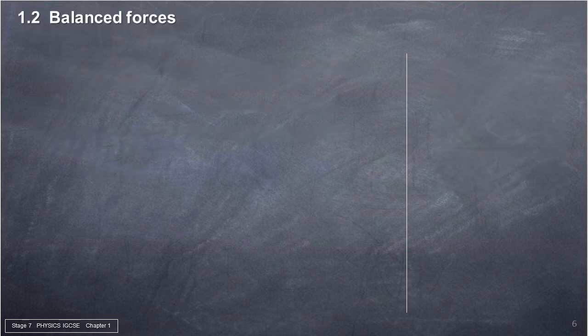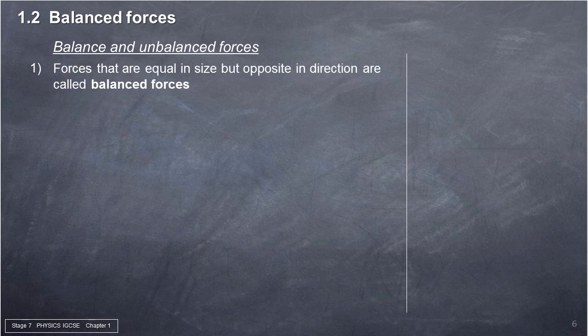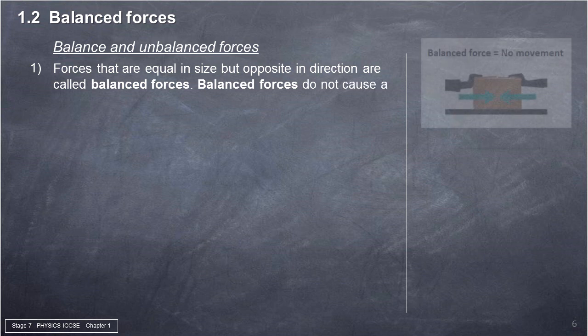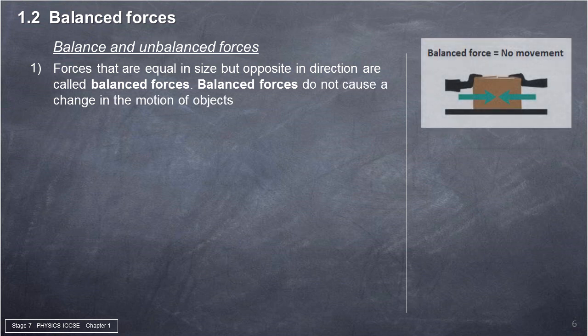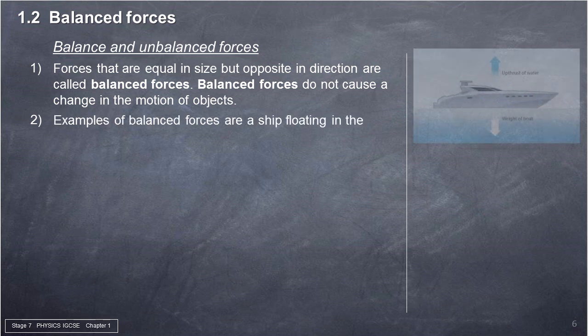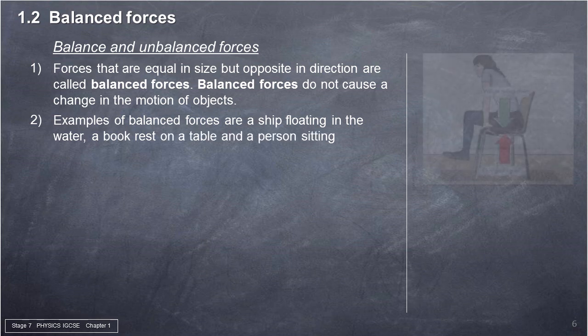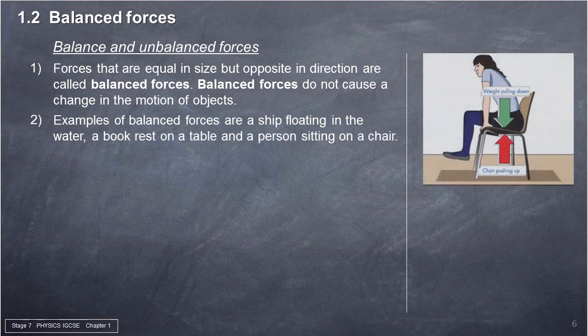1.2 Balanced forces. Balanced and unbalanced forces. 1. Forces that are equal in size but opposite in direction are called balanced forces. Balanced forces do not cause a change in the motion of objects. 2. Examples of balanced forces are a ship floating in the water, a book resting on a table, and a person sitting on a chair.